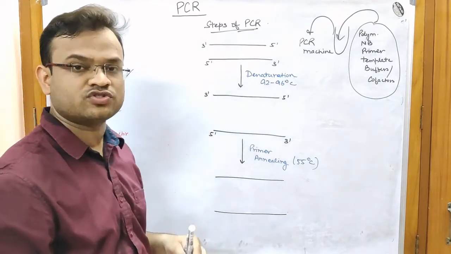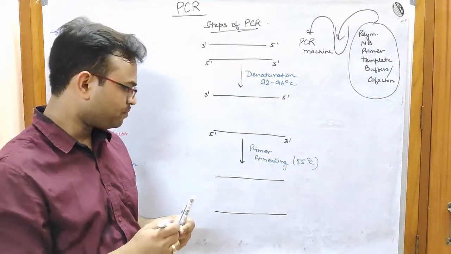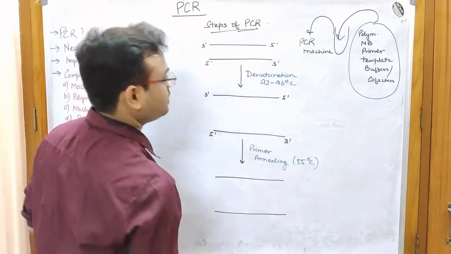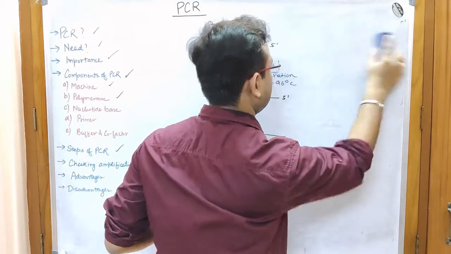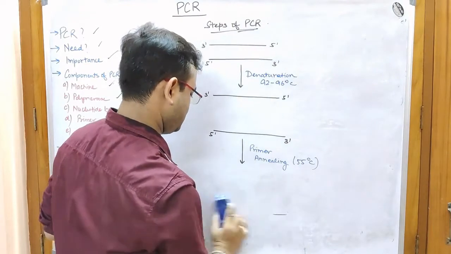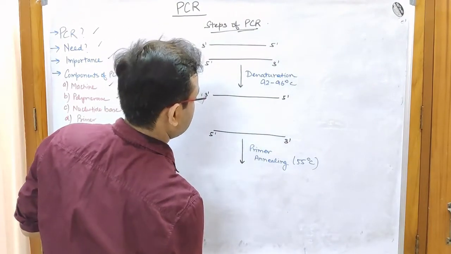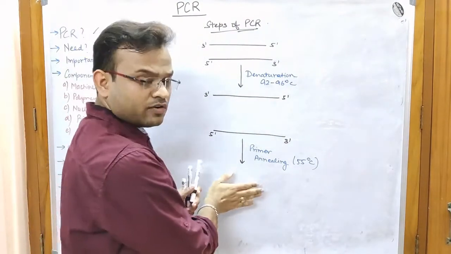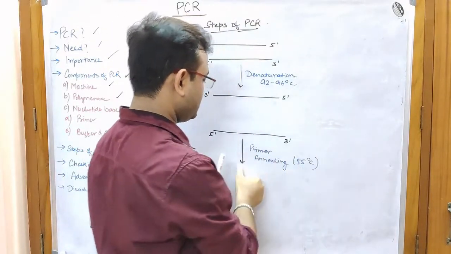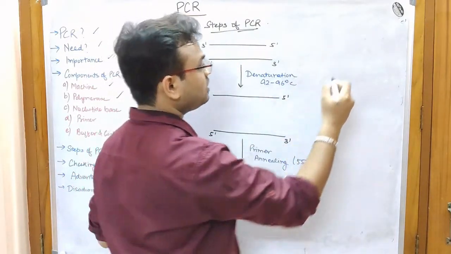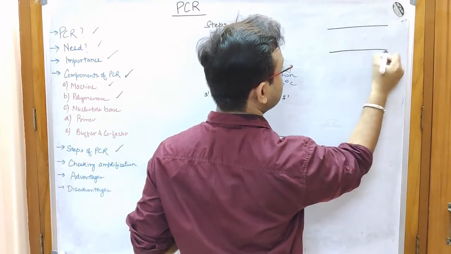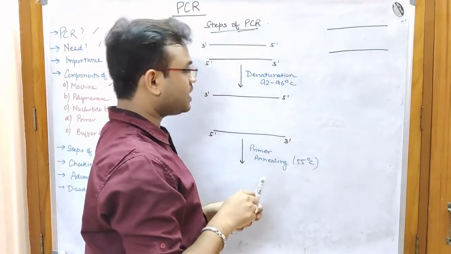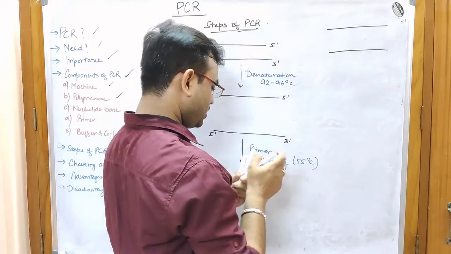Suppose these are the two strands. Now let me draw from here, and I would continue over here. What do we mean by primer annealing? These are the two strands, right? Now we have to put the primer over here.